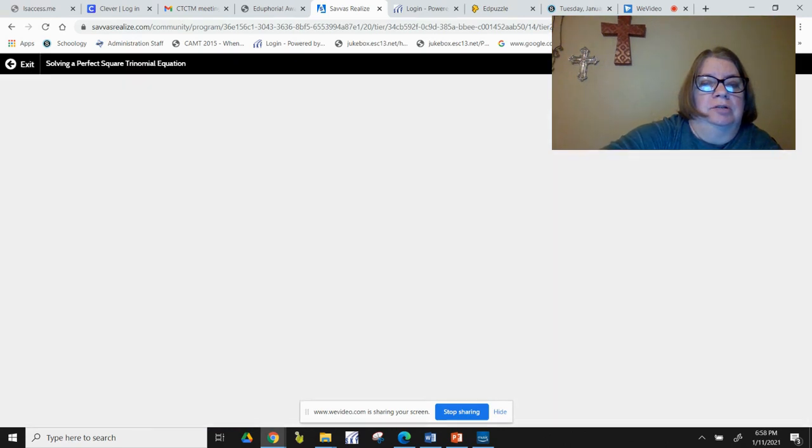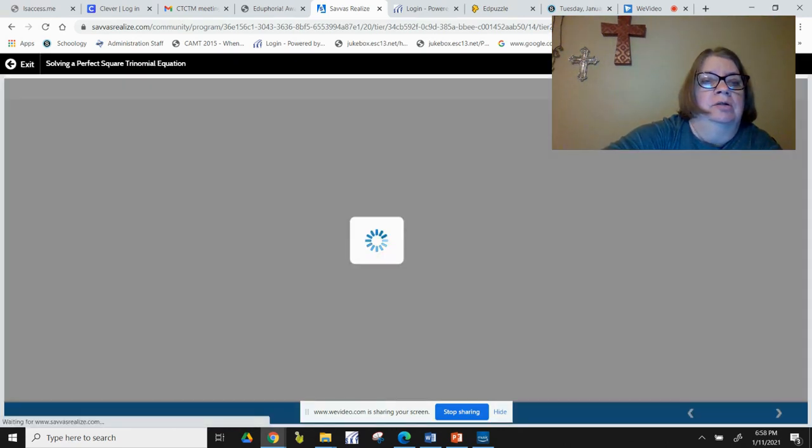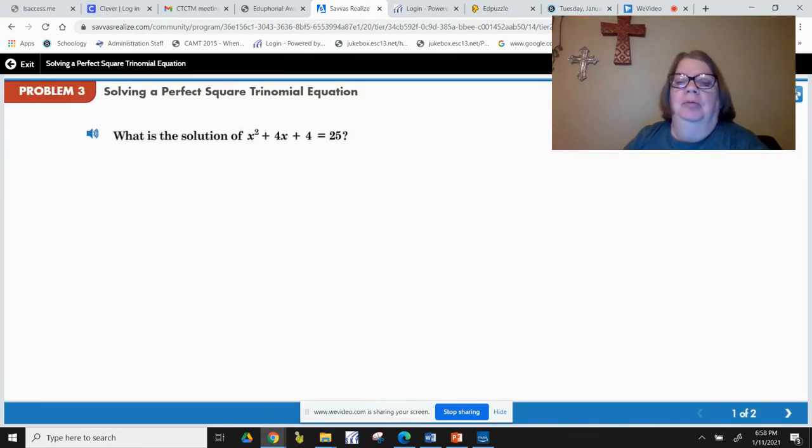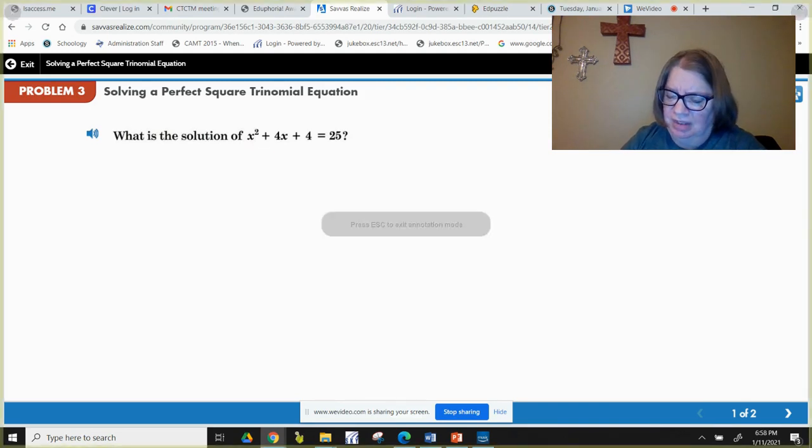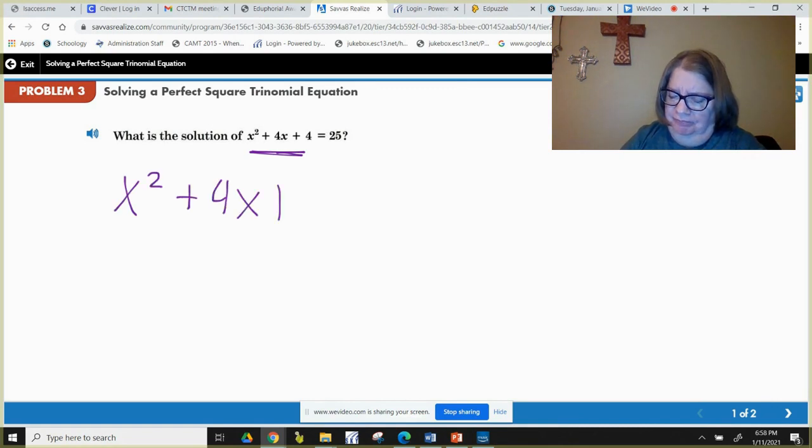And let's look at this. Solving a perfect square trinomial. We talked a little bit a while ago about what a perfect square trinomial was. It says, what is the solution of this? If you know that this is a perfect square trinomial, we can factor this part. What do we have? Let's rewrite it.